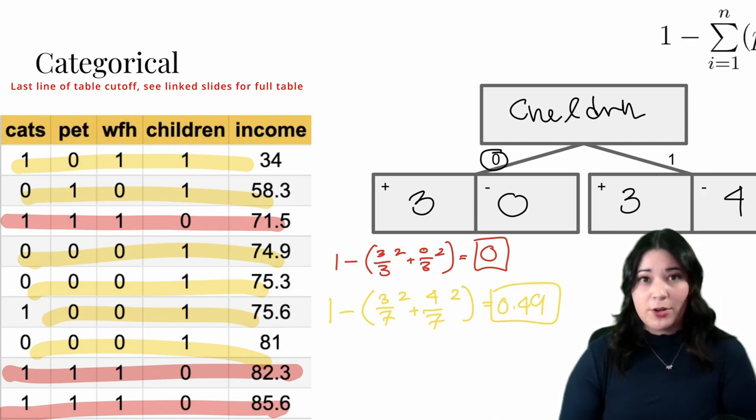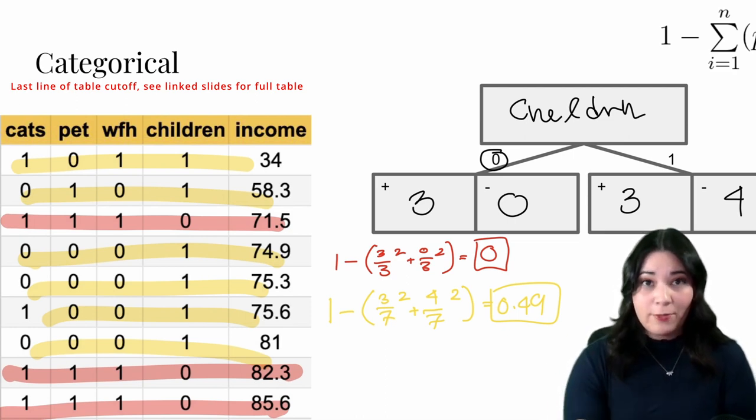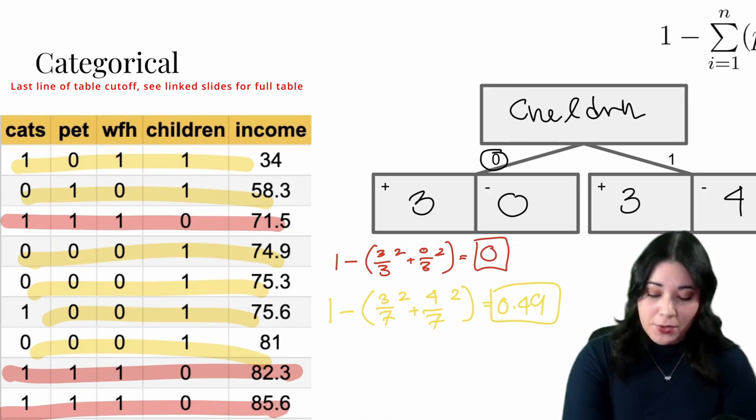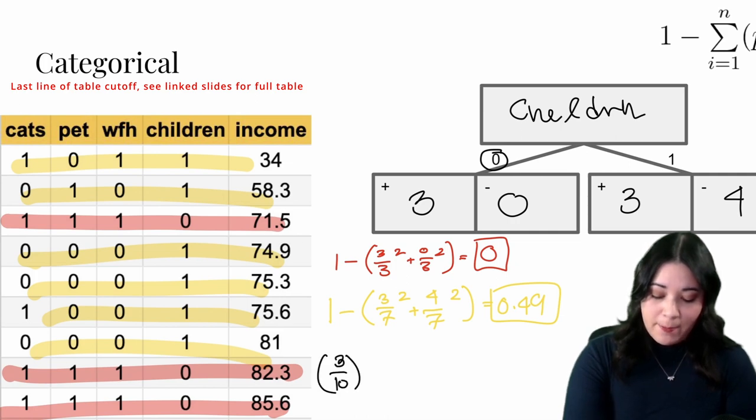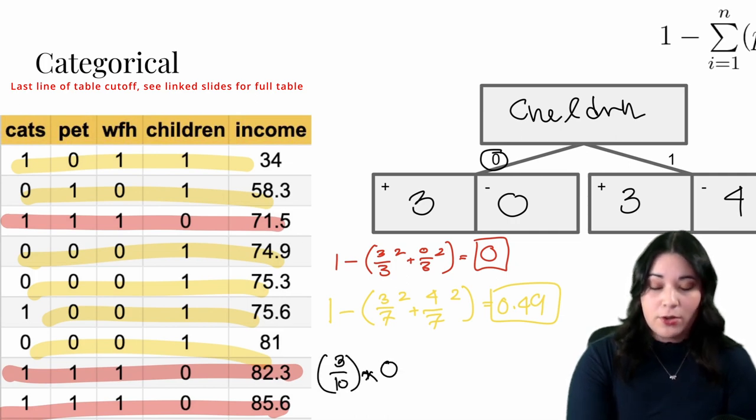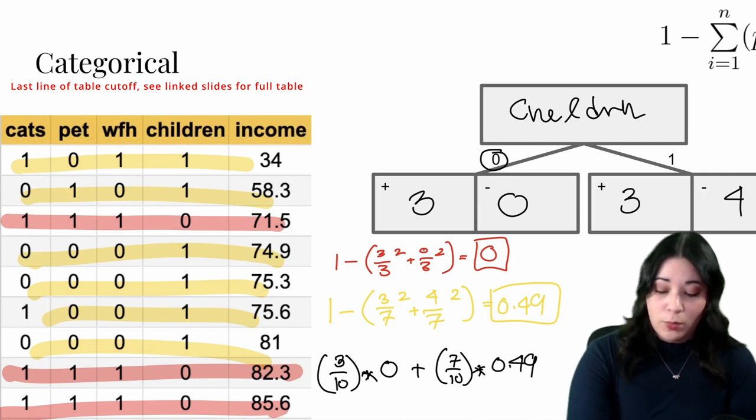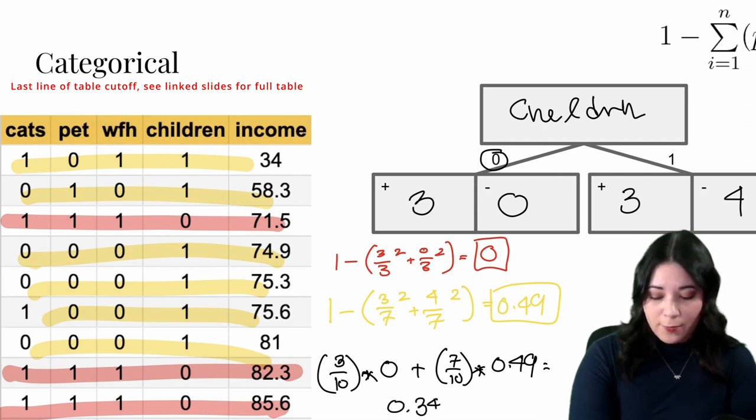Now we have the impurity for the left-hand node and the right-hand node, so let's calculate a weighted average so we know the overall impurity of the split. We're going to take the proportion of data points in the left-hand node, which is 3 out of 10, and multiply it by the impurity for that node, which is 0. Then we're going to add the proportion of data points in the right-hand node, which is 7 out of 10, times the impurity for that node, which is about 0.49. When we do that, we get an overall impurity for the split of 0.343.